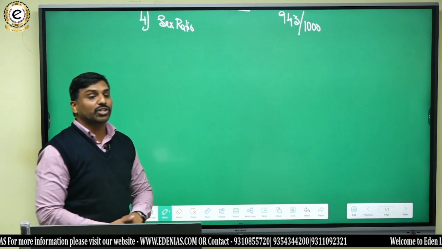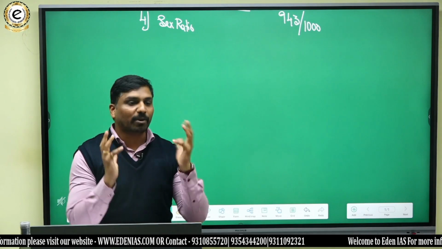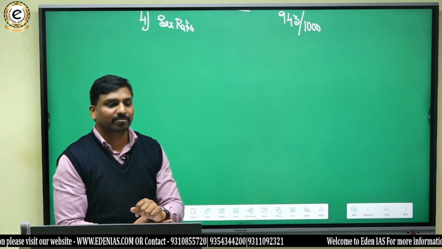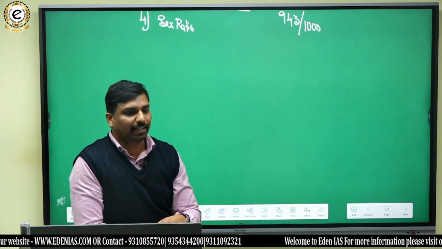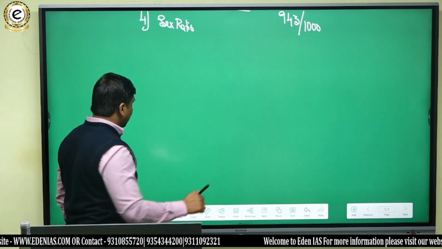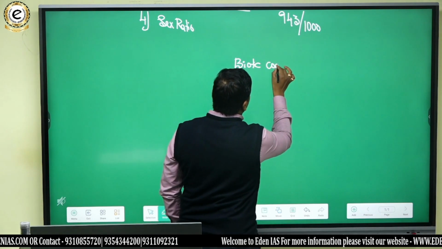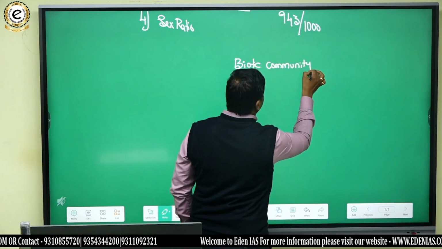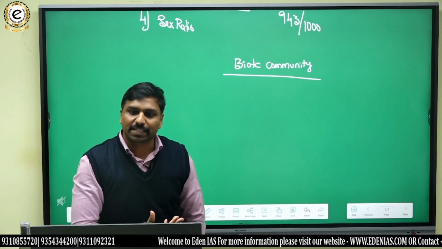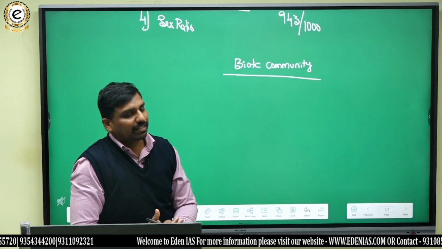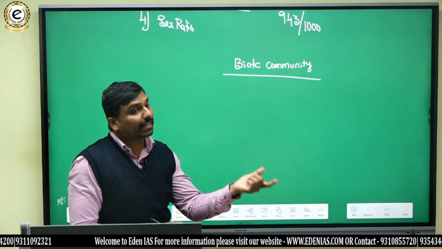We have to discuss much about the biotic community. A biotic community refers to a group of populations of different species, right? So that refers to a biotic community. And here we are saying a group of populations of different species. So when different species are there, can we expect some sort of interactions between them, right? So we can expect some sort of interactions between different species.